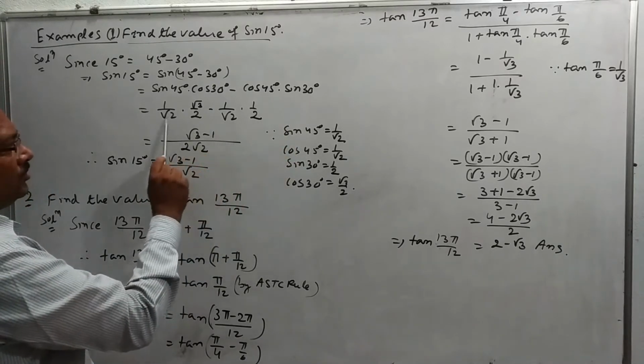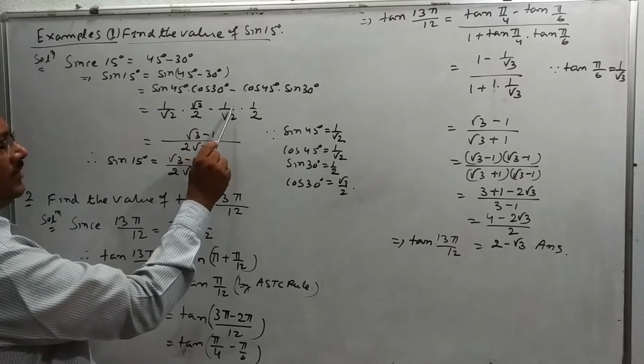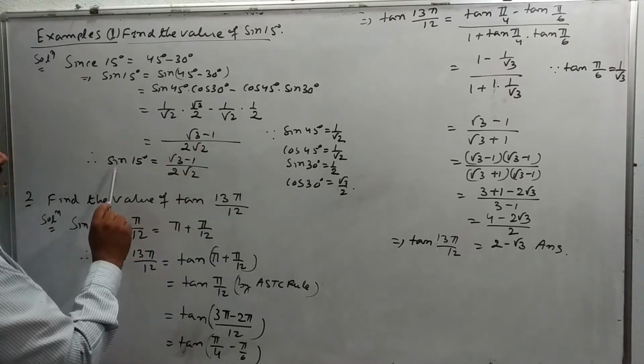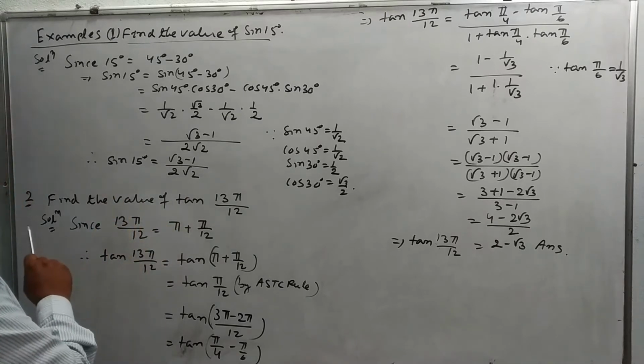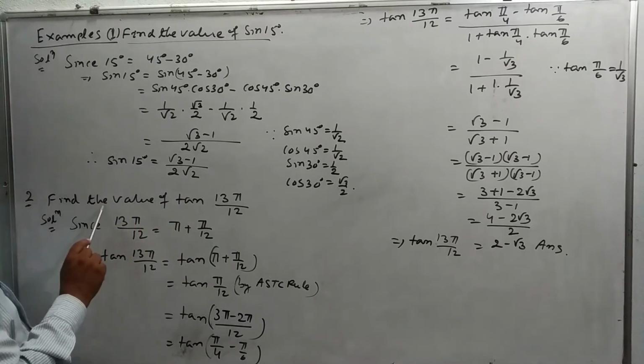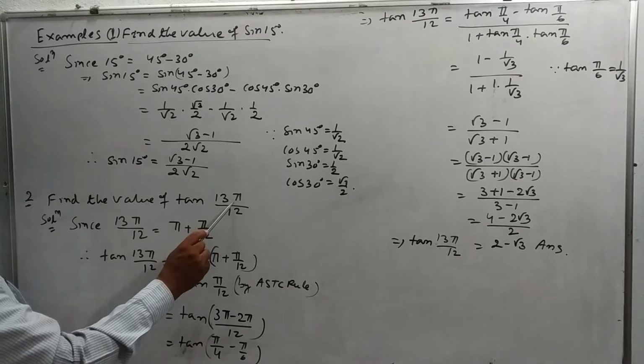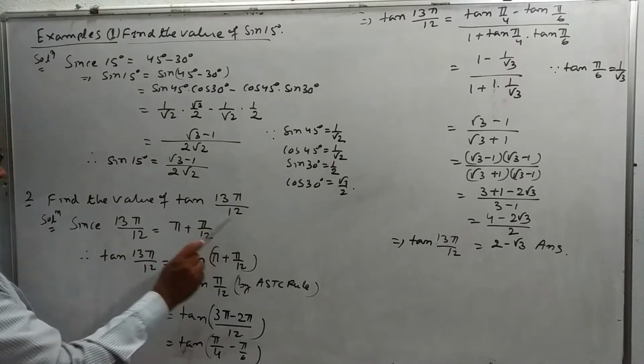Over 2 root 2, the LCM is there, only the numerator will be added here. Therefore, sin 15 equals (root 3 minus 1) by 2 root 2. Come to the second example. Find the value of tan 13 pi by 12.